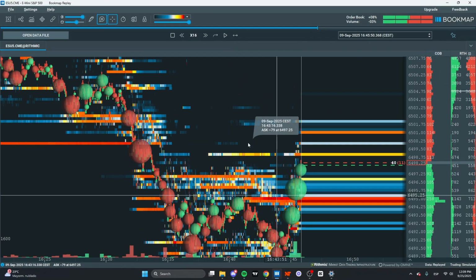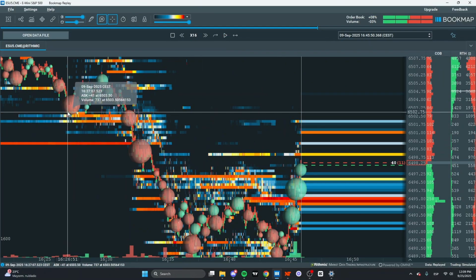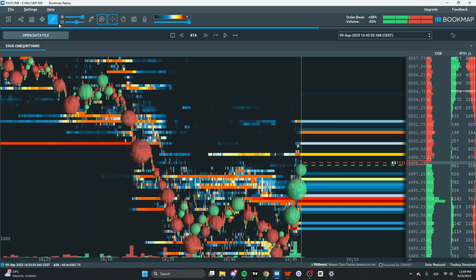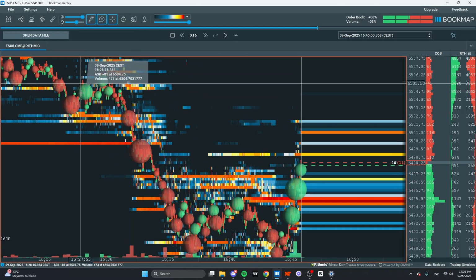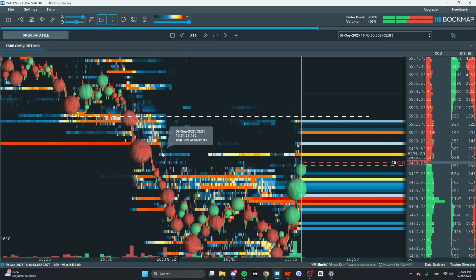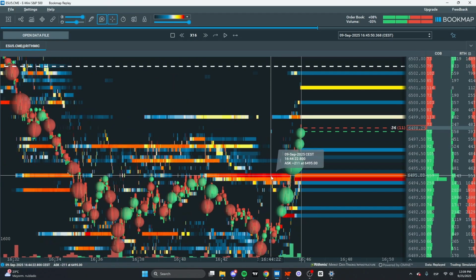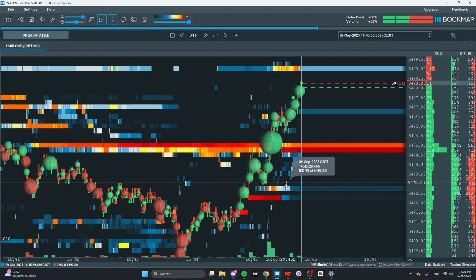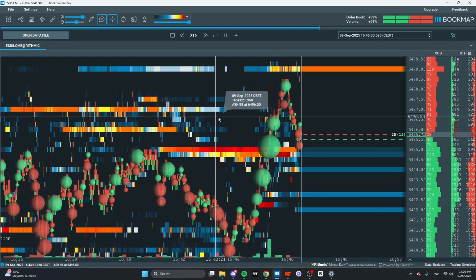And targets, that all depends on you. You can target opposite structure, like here on the Bookmap. You can target this. You can just put a line. You can target that. You can target just closer areas. That all depends on yourself and what you want to do for targets. And then you just let the markets do its thing.